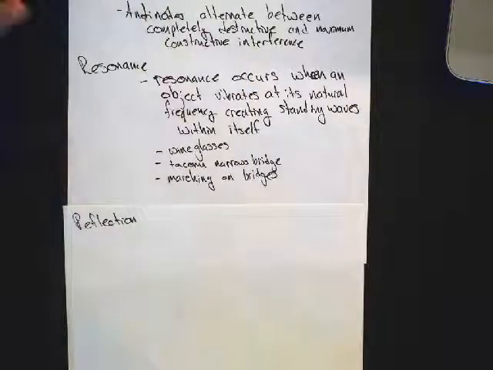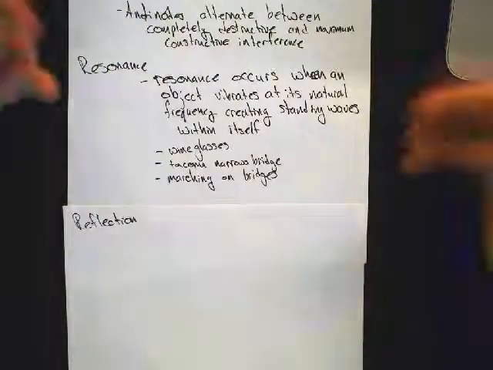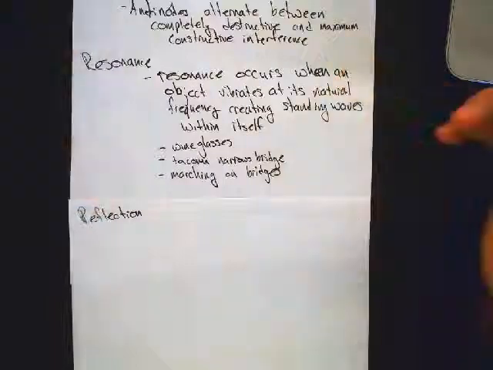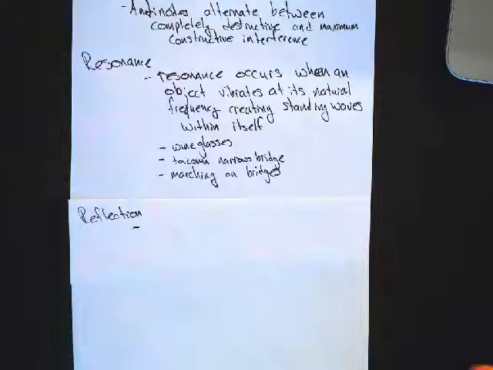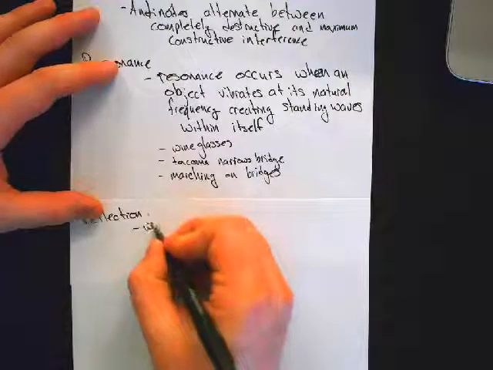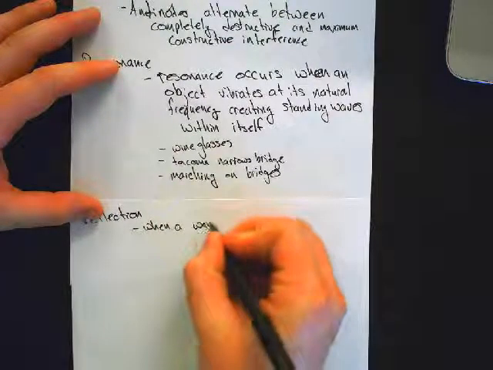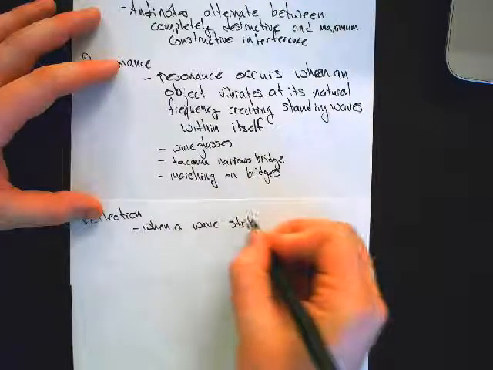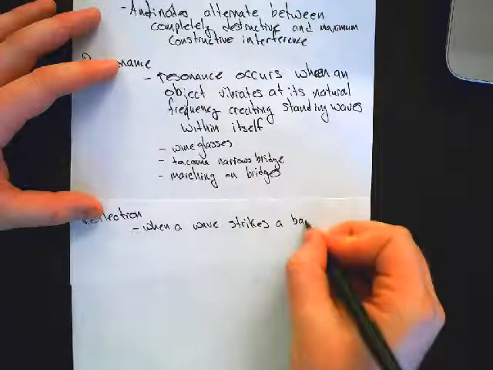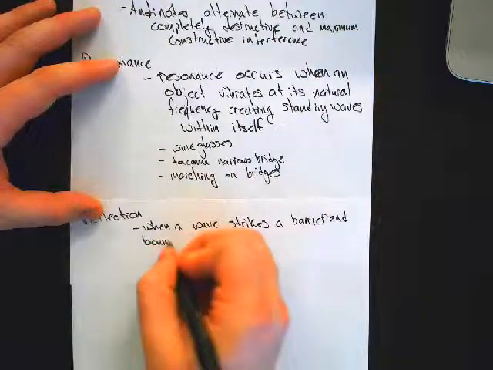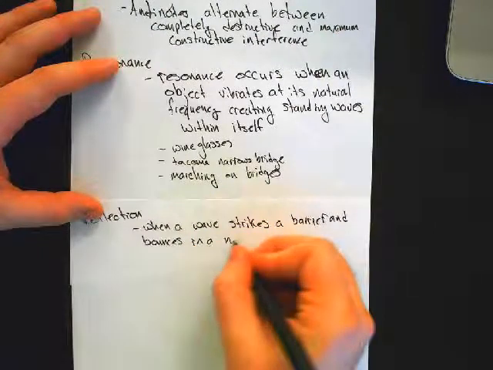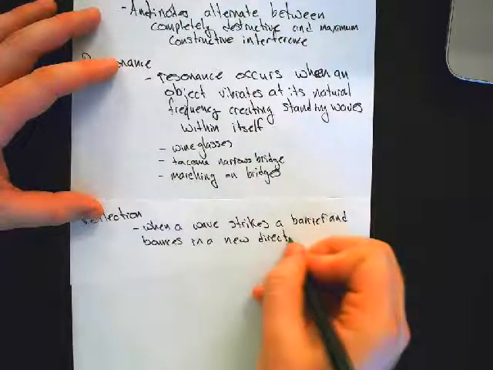That was a transverse wave, but we also want to put in a little bit about reflection of other kinds of waves. One of the easiest ones to recognize is reflection in a mirror. So reflection is simply when a wave strikes a barrier and bounces off in a new direction. Okay?